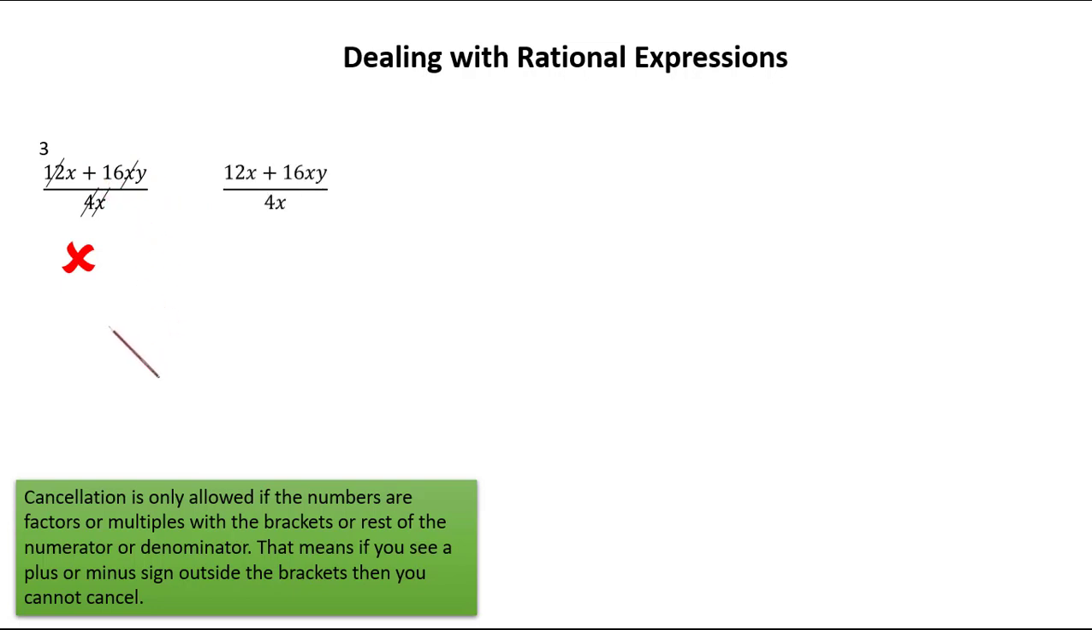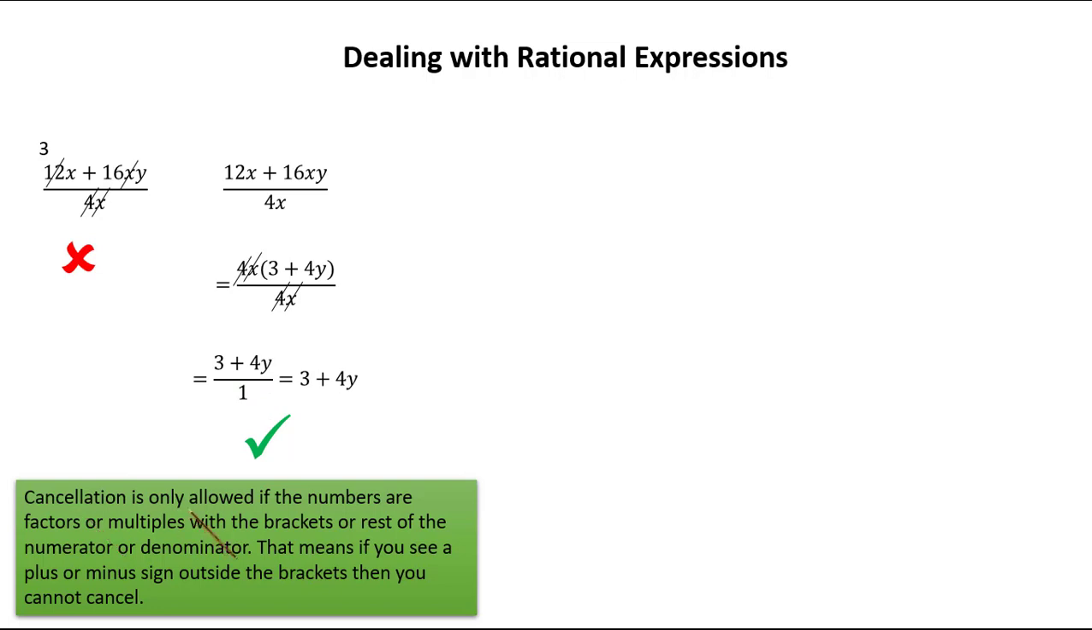So what is the correct way of dealing with this? We can factorize the numerator. We know 12 and 16 both go in the table of 4, and there is an x also common. So we can take 4x common, and 3 plus 4y will remain in the bracket. And then we can cancel the 4s and the x's, because it is 4 multiplied by x multiplied by the entire bracket, and we have a 4 multiplied by x. So 4 and 4 can cancel, x gets cancelled, and we have 3 plus 4y the whole upon 1, which is 3 plus 4y. We can ignore the 1 in the denominator.